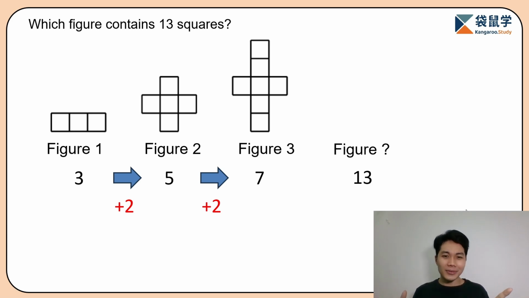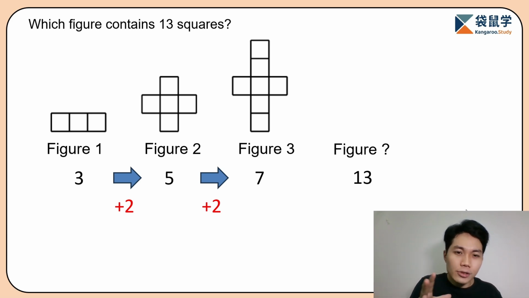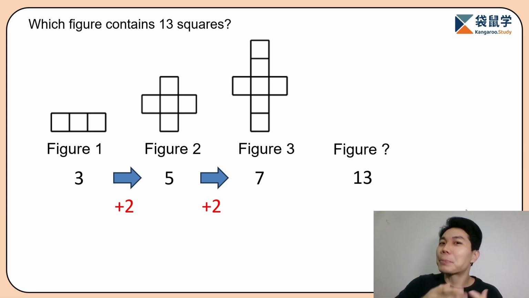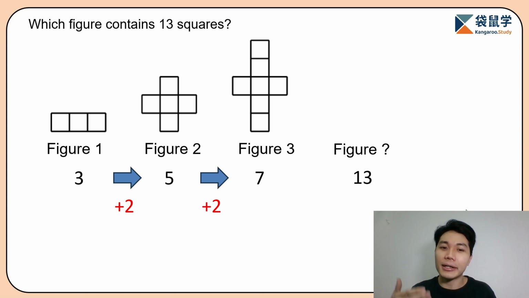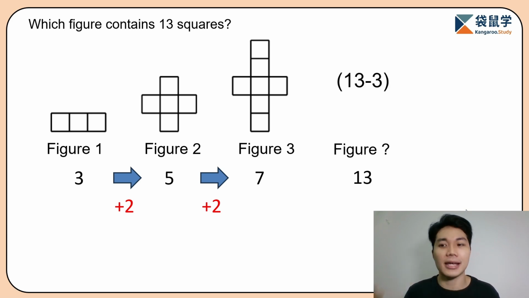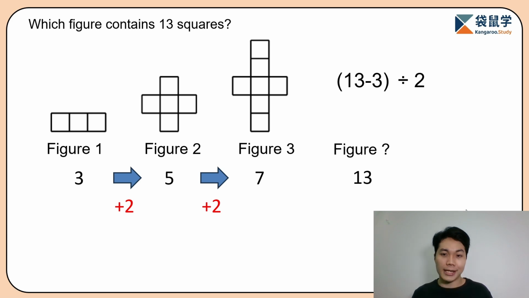So how to count that? We have the final of 13 and the starting of 3. We first find how many plus 2s we have, which is 13 minus 3, so there's 10. Then we divide by 2, the number of plus 2s, and we realize that there's 5 times we add. So is the figure number 5?